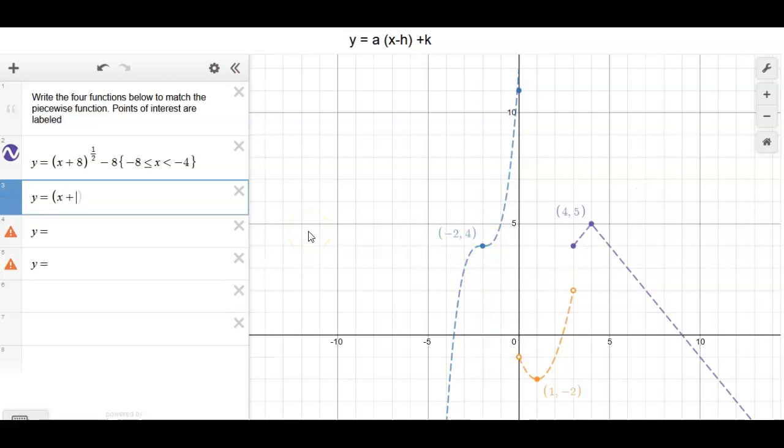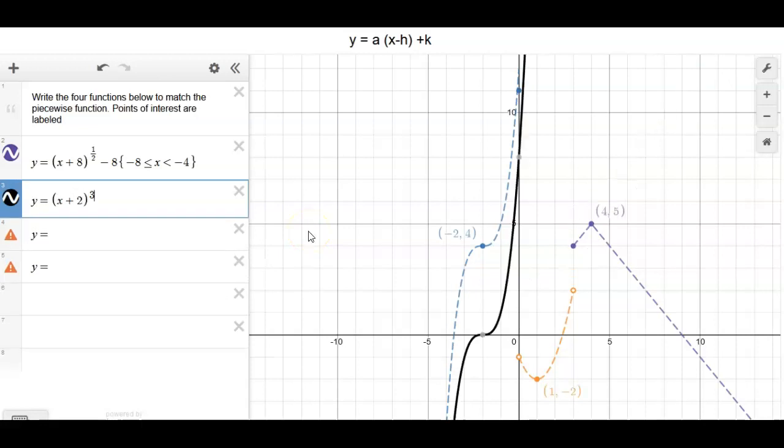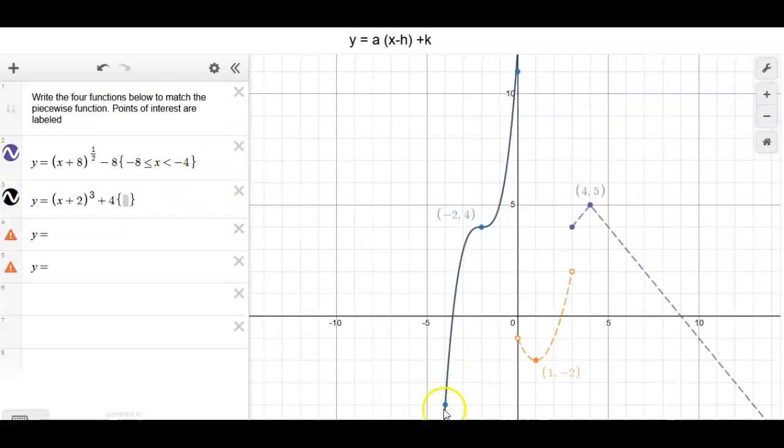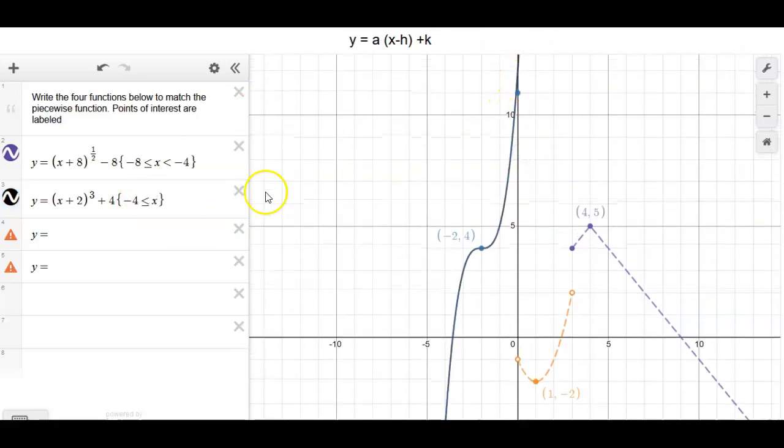So shifting left 2 and up 4 gives us the same graph. And so we can see where our domain is restricted to. It goes from -4, and that's a closed circle here. So we're going to make sure that we use the less than or equal to symbol. And it goes all the way up to a +12, and that's also a closed circle.